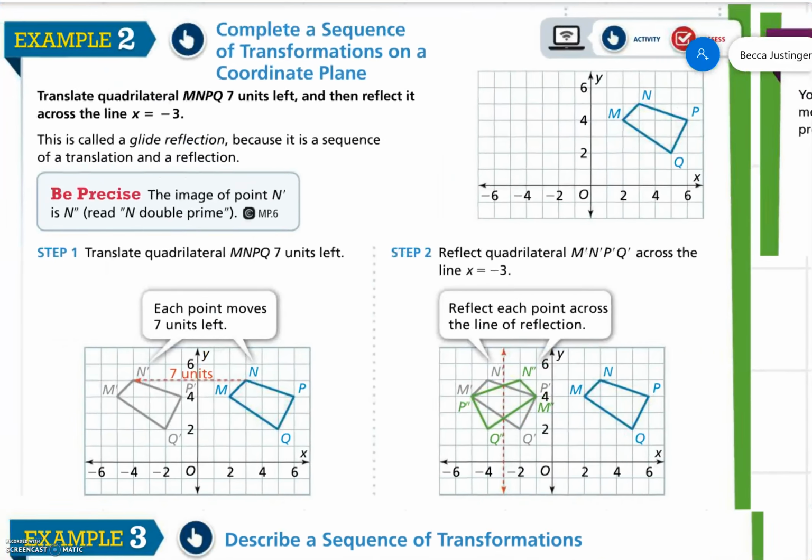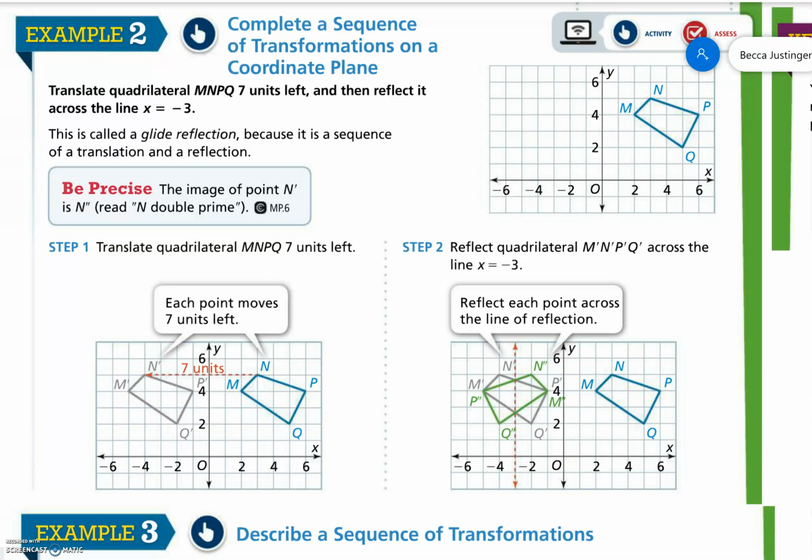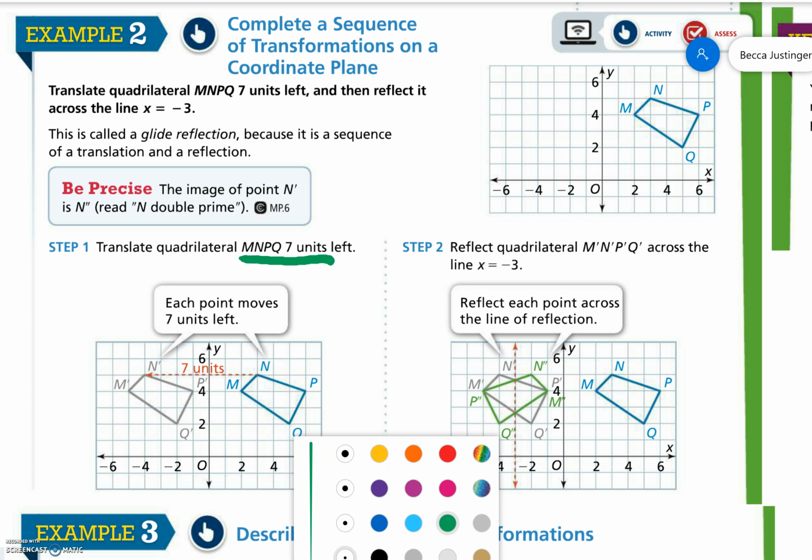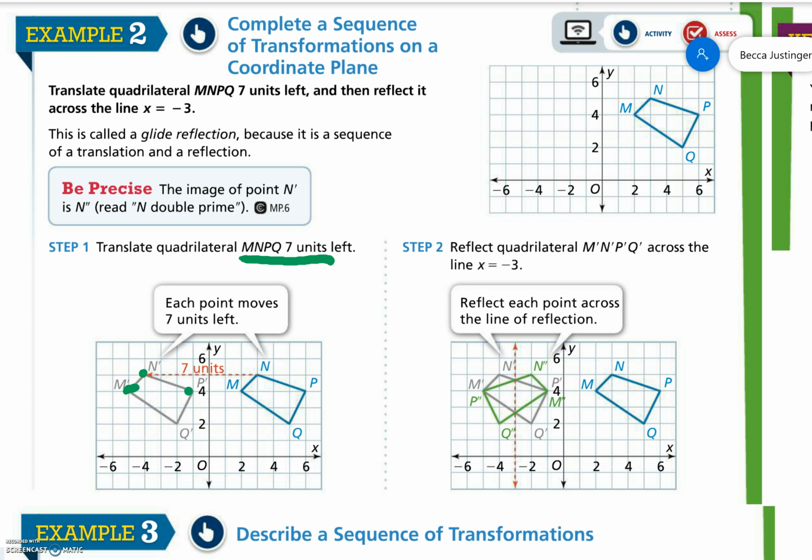Example number 2. Complete a sequence of transformations on a coordinate plane. Translate quadrilateral MNPQ 7 units left, and then reflect it across the line x equals -3. This is called a glide reflection because it is a sequence of a translation and a reflection. So the first thing we're going to do is translate it 7 units left. So we took every single point and moved it 7 units to the left, counting 7 units over.